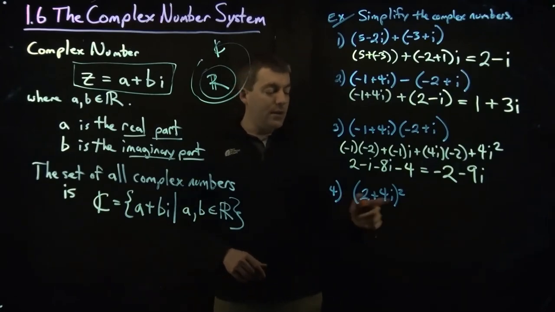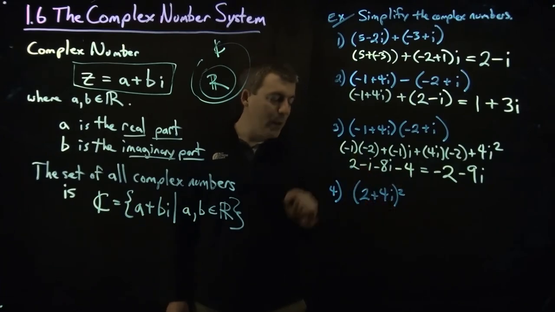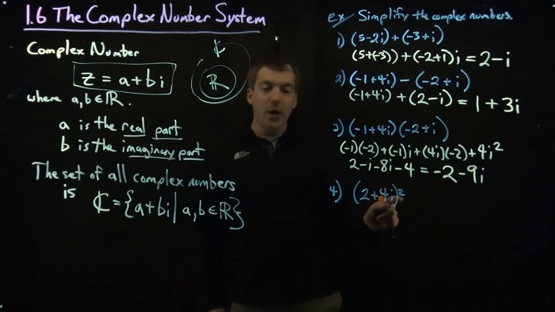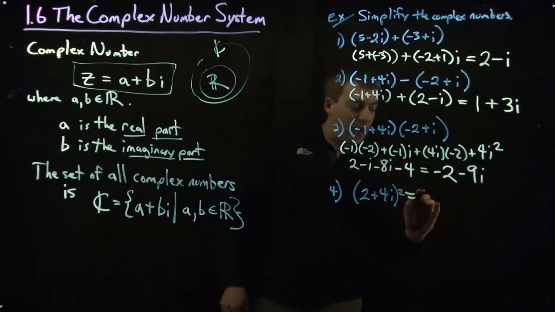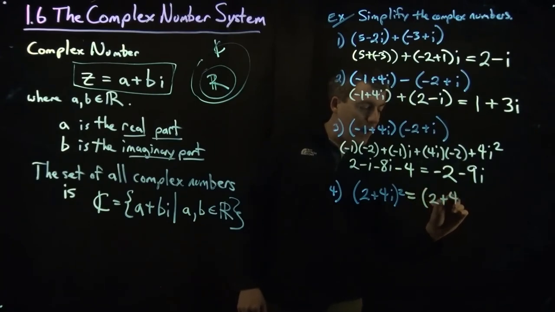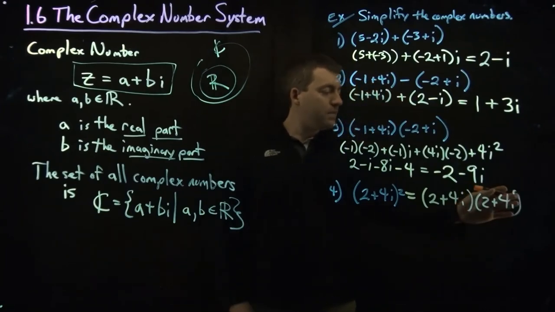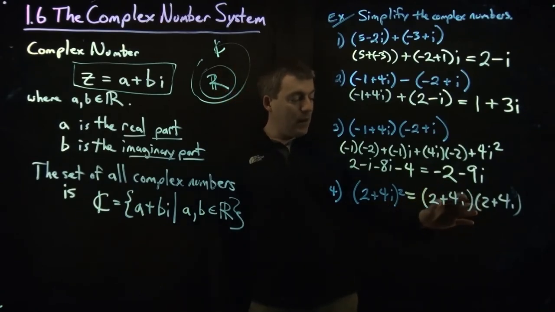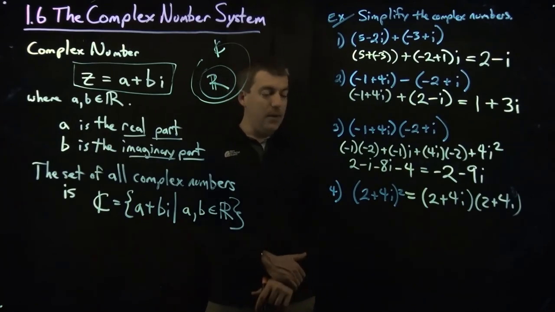Okay, let's work on this last one. I have 2 plus 4i quantity squared. This problem is just like the last one. The square means to multiply this complex number by itself. So this is really saying take 2 plus 4i times 2 plus 4i. Okay, so if you'd like to multiply this out, why don't you pause the video right now and go ahead and give that a try.